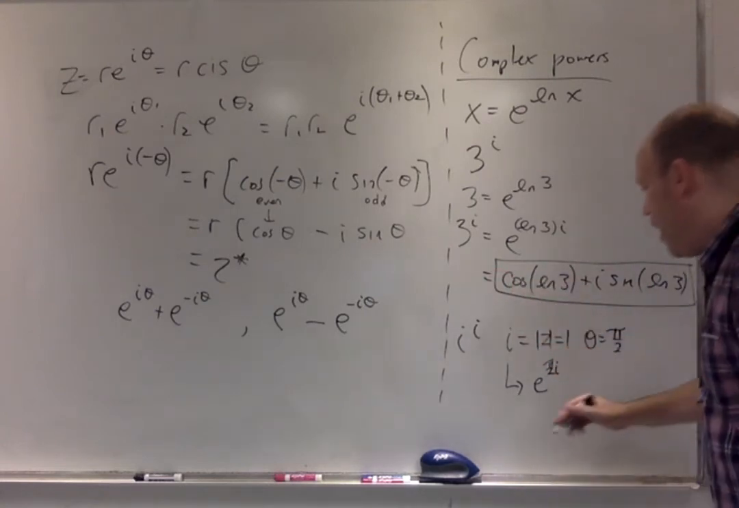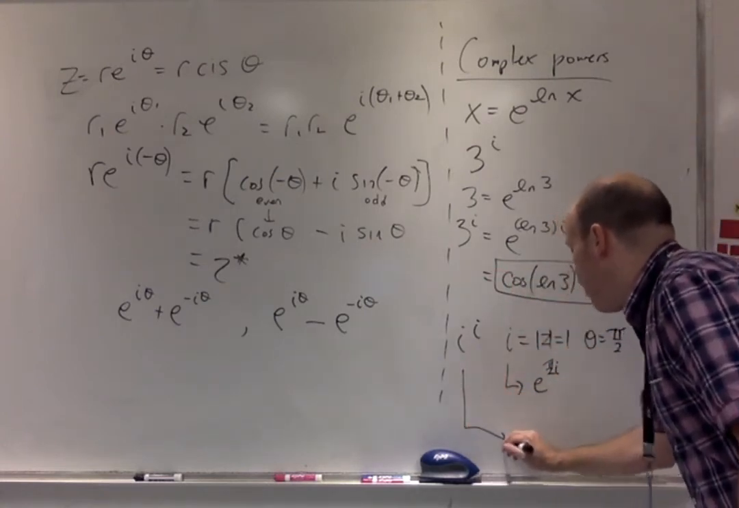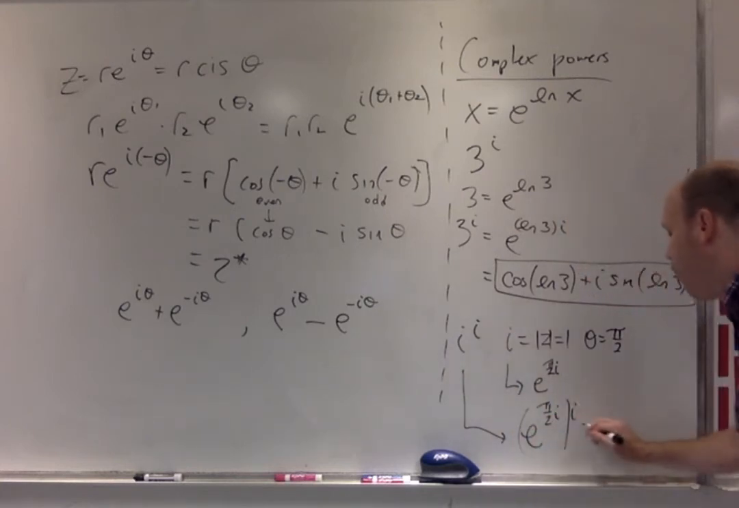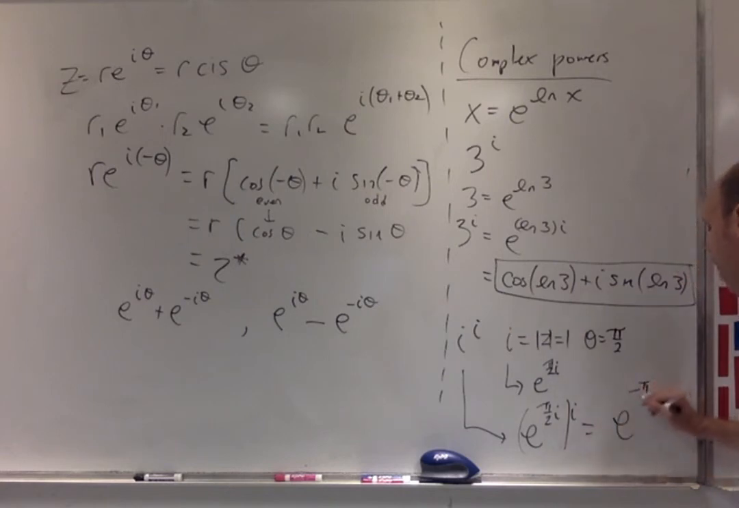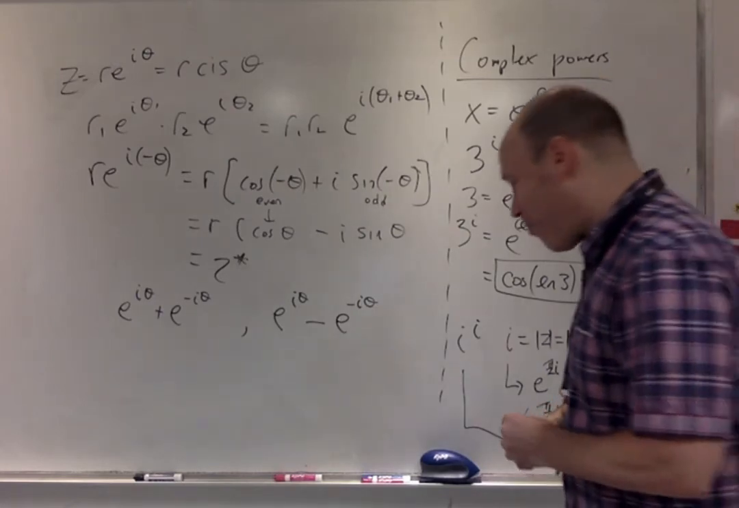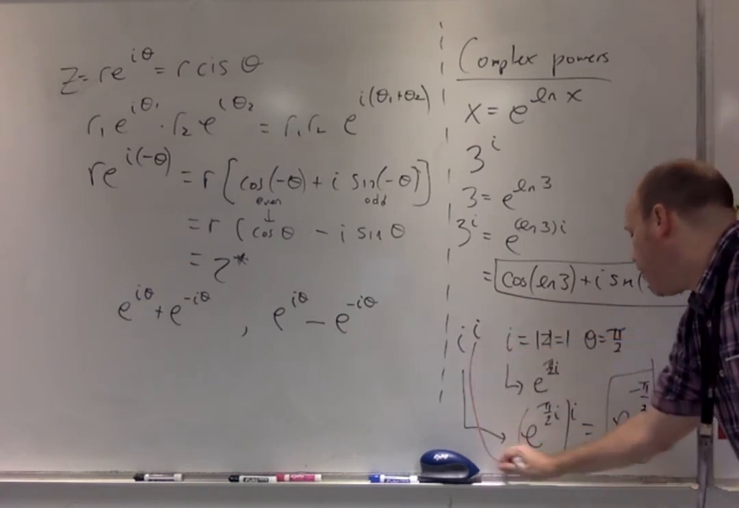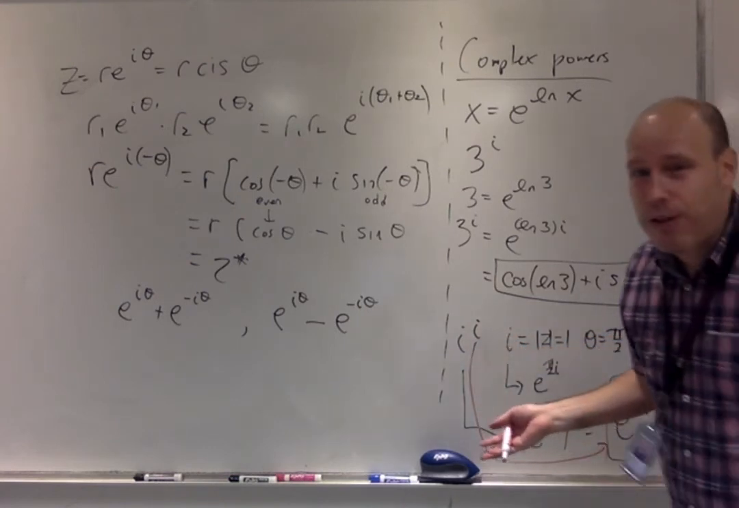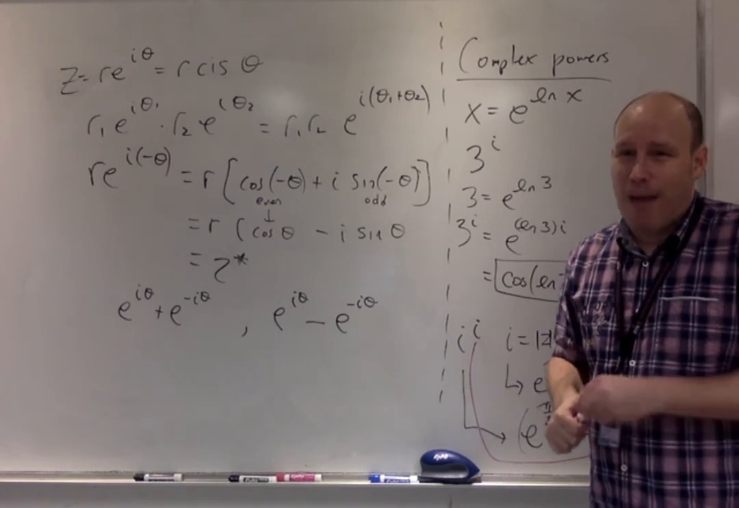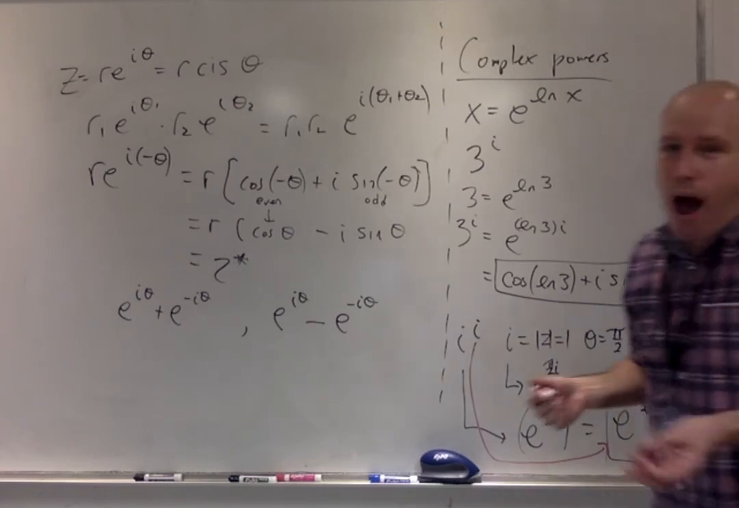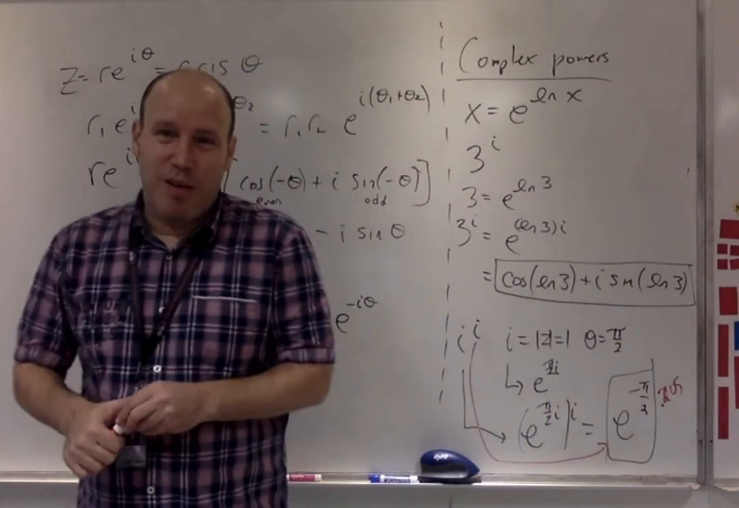And so this becomes e to the pi over 2 i, to the i, which is e to the negative pi over 2. And it turns out, and this is awesome, right? Because it turns out that i to the i power is just a real number. i to the i power, what is it? Like 0.205. That's it. That's what i to the i is. You can put that in your calculator.